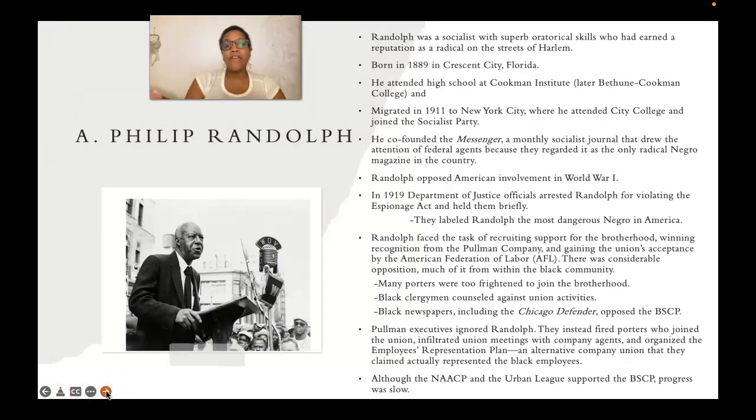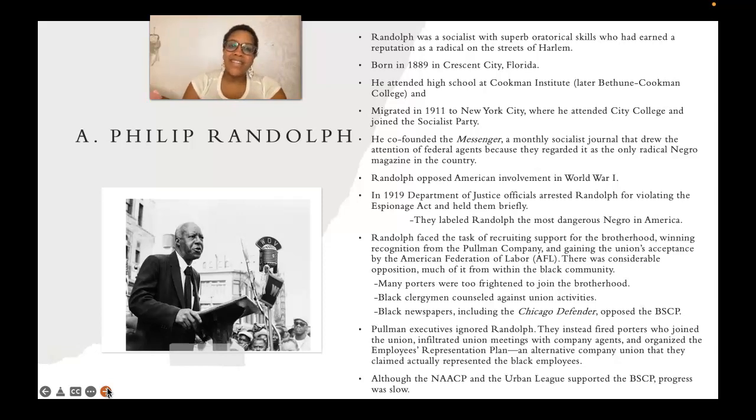And so you have A. Philip Randolph at the helm of the Brotherhood of Sleeping Car Porters. So you have Randolph being born in 1889 in Crescent City, Florida. Randolph was a socialist, and he was an excellent orator, right? An excellent public speaker who had earned a reputation as a radical on the streets of Harlem.